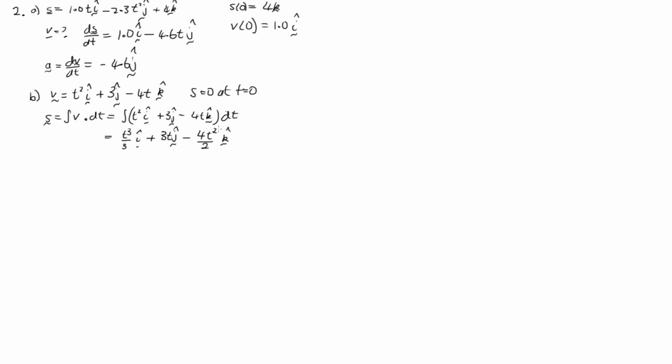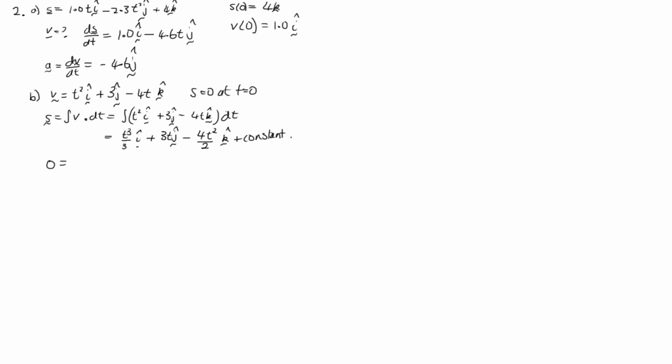And then because this is an indefinite integral, we don't have limits on this integration, we've got a constant of integration. So what we're going to need to do now is find this constant, and to find this constant we'll need to make use of the fact that s equals 0 at t equals 0. So we'll substitute in t equals 0, and then we know s equals 0.